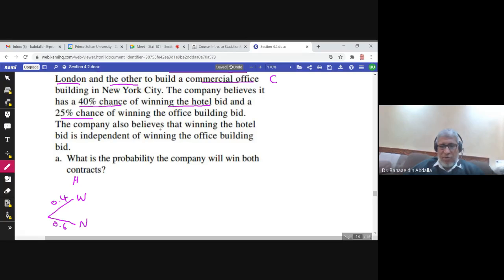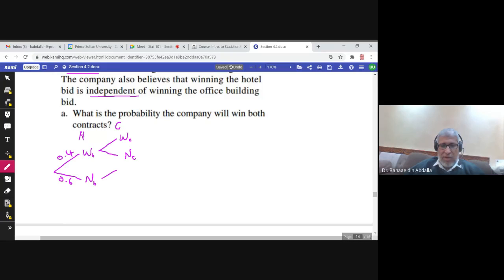Now, the company also believes that winning the hotel bid is independent of winning the office building bid. So I'd like to consider the second case now: winning the commercial office building in New York. There are two possibilities. Either the company will win H or not win H, or lose H. And here win C, and not win C, or losing C.